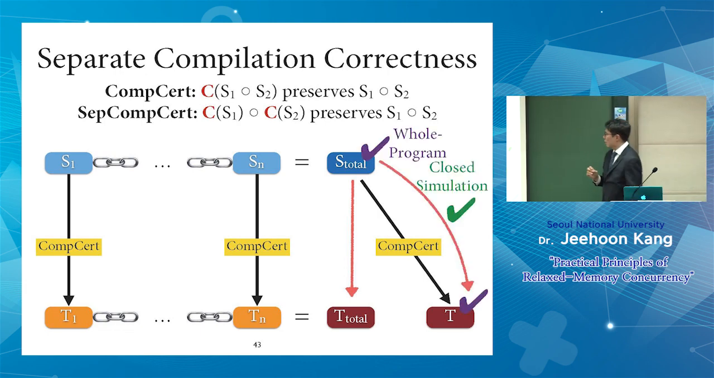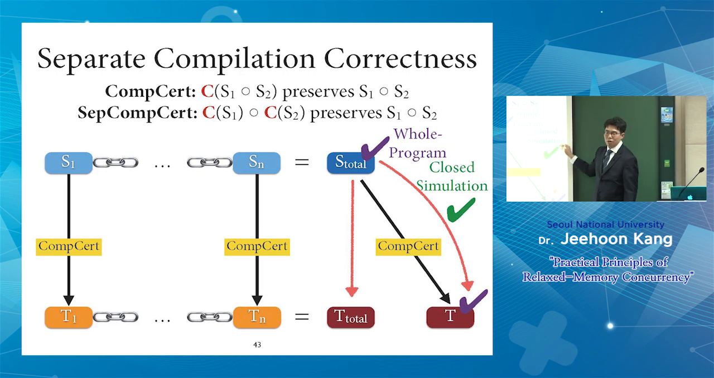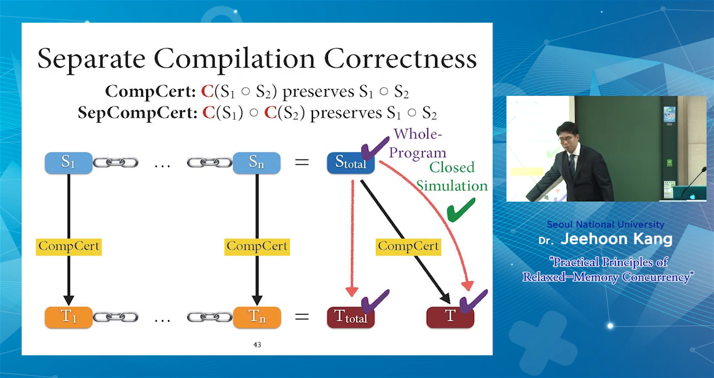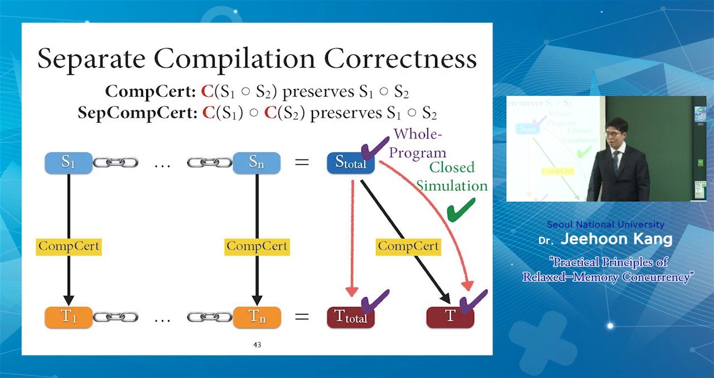Recall that CompCert can use the closed simulation technique because the source and targets are whole programs. As I said, our key idea is that this T total is also a whole program. So you can use the closed simulation technique for separate compilation as well.